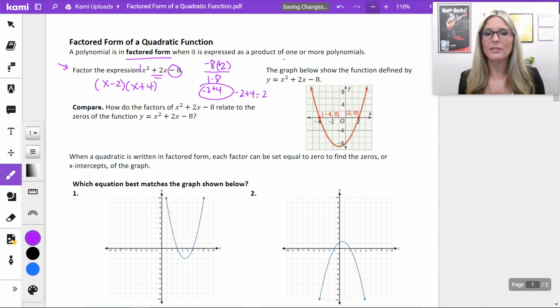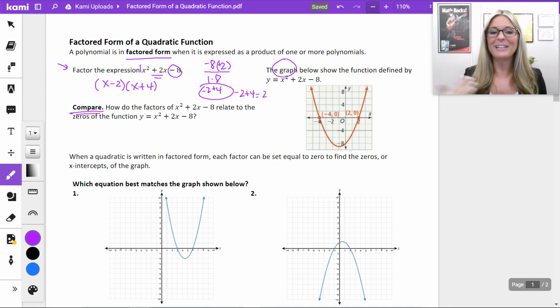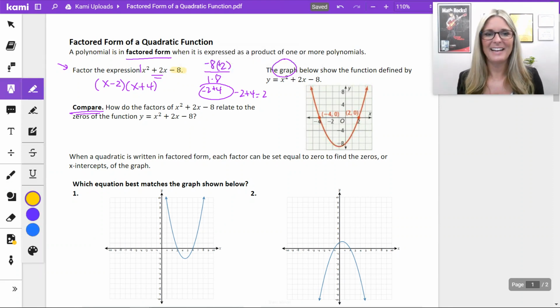To the right, I've also included the graph of the function y equals x squared plus 2x minus 8. Let's compare. How do the factors that we just got for x squared plus 2x minus 8 relate to the zeros in that function that's graphed? Highlighting a couple of things here. Notice we're looking at a polynomial quadratic versus the function of the same form, x squared plus 2x minus 8. We also can see my factors were x minus 2, x plus 4.